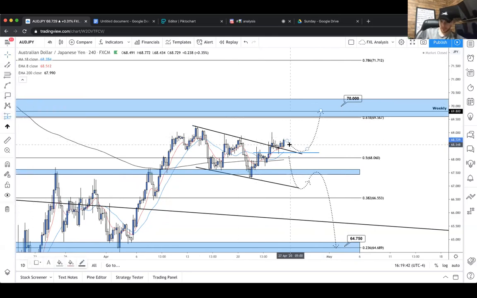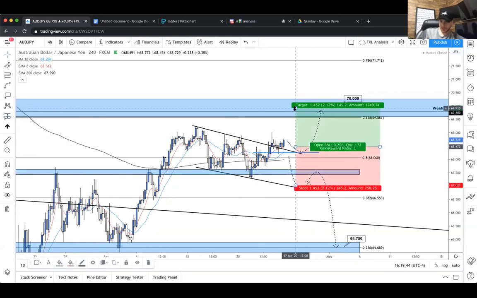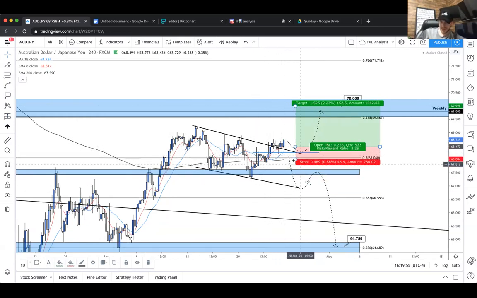Let's go ahead and mark it up, see what could potentially happen, right? About 170 pips, 180 pips to the 70 level. Oh, wait, hold on, I'll do it here. It's like 150 pips. And then we'll move our stop loss just outside support, kind of in this pattern here, because if it did break back into this pattern, then this trade would be invalid.